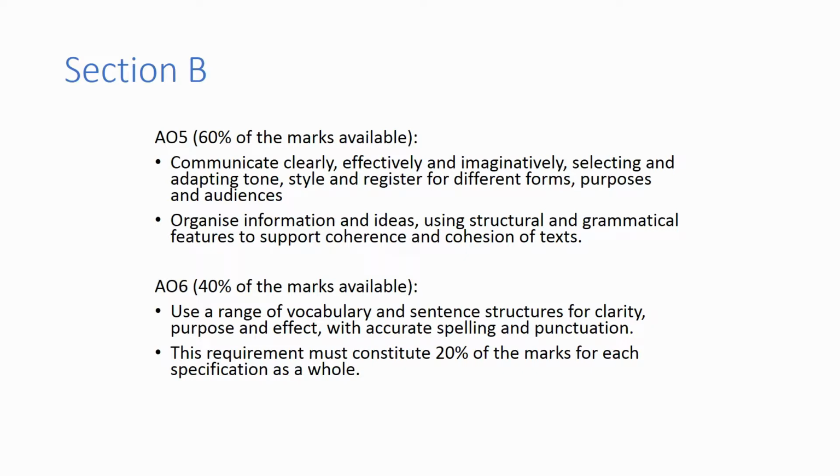The exam board that we will be looking at is EDUQAS, and we will be focusing on component 1 of the paper, section B. The two assessment objectives are AO5, which is worth 60% of the marks available. The AO5 assessment criteria is looking at communicating clearly, effectively, and imaginatively, selecting and adapting tone, style, and register for different forms, purposes, and audience. Also organizing information and ideas, so writing using clear, structural, grammatical, and coherent paragraphs.